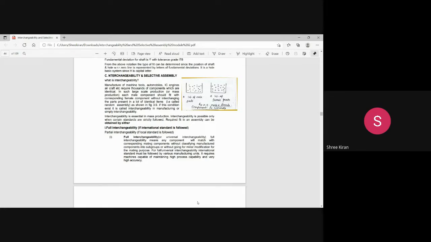So today we are going to start with interchangeability and selective assembly. Just note down the heading: interchangeability and selective assembly. That's what we are going to talk about today. I hope you have noted it down in your notebook.